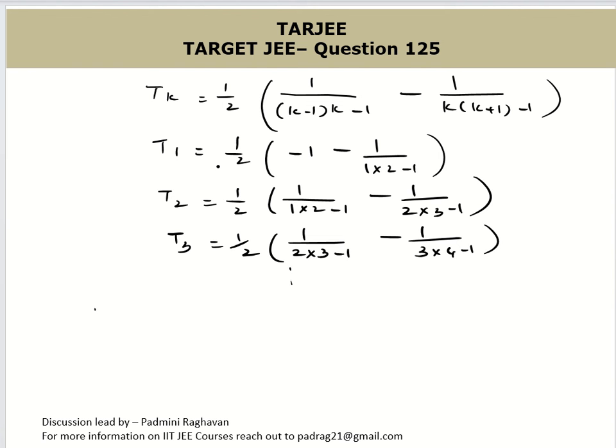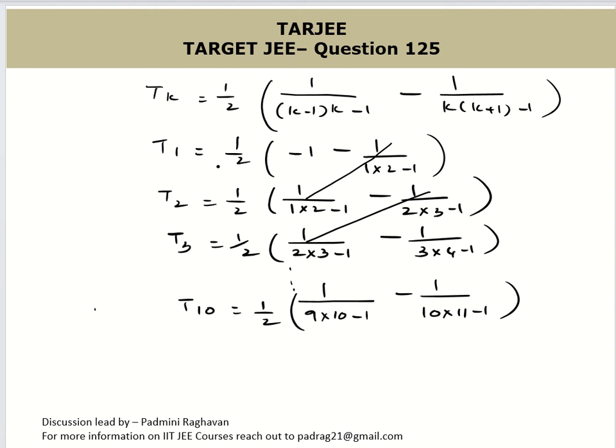Now we can go to the 10th term. The 10th term is going to be 1 by 2 into, put k equal to 10, 9 into 10 minus 1, minus 1 by 10 into 11 minus 1. Now you can see there is a half everywhere. So the terms inside the bracket can be cancelled, and it gets cancelled as usual in a diagonal pattern. So what is sigma tk, k equal to 1 to 10? We are adding the first 10 terms of this series.